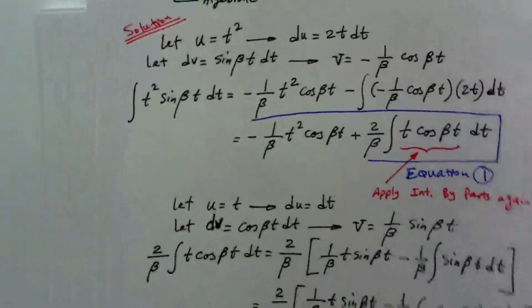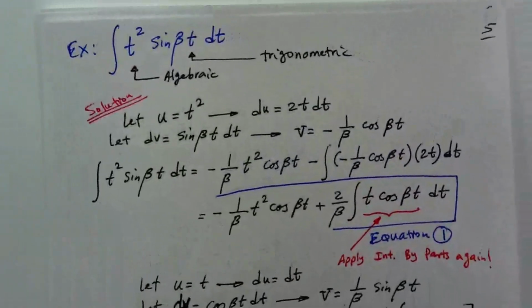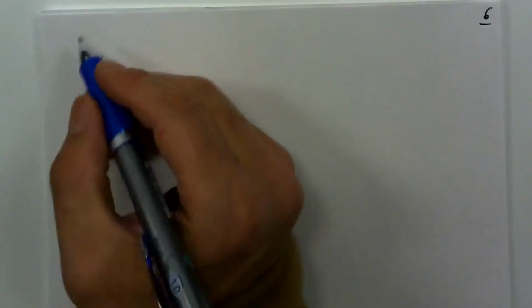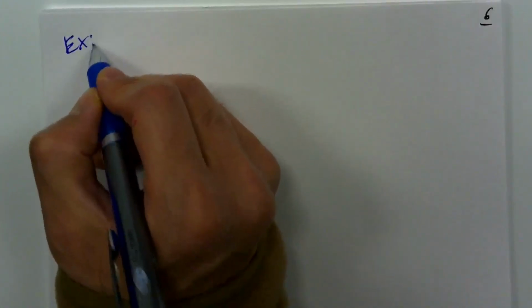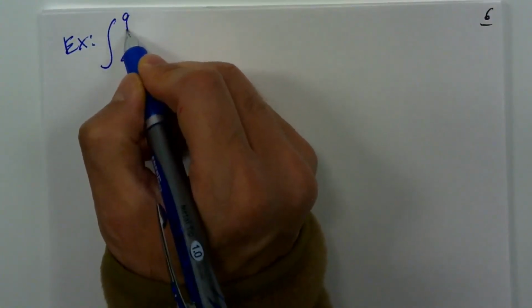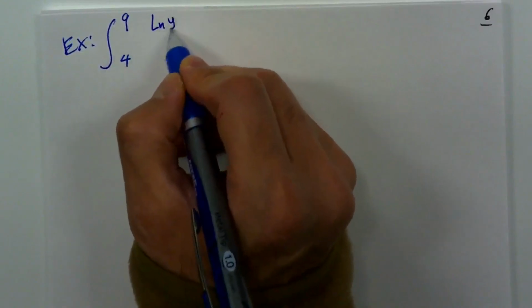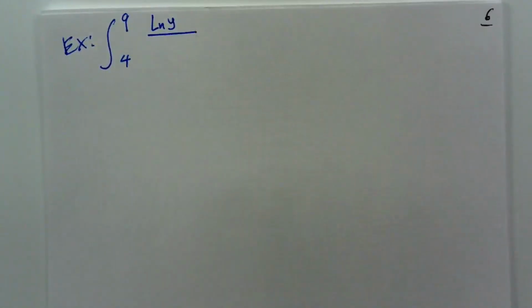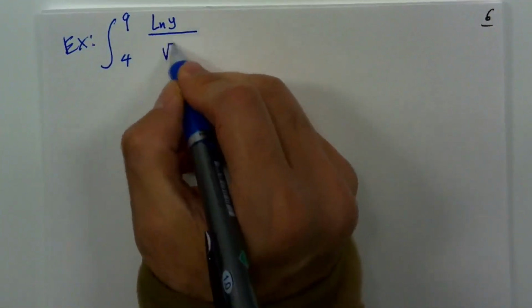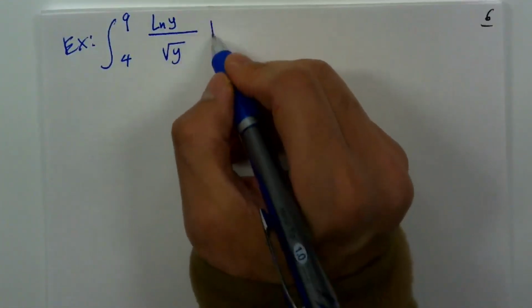Here, we're going to make the transition. Notice every example that we've done, it was with indefinite integrals so far, just like this one. We're going to transition to definite integrals. So we want to integrate from 4 to 9 of natural log of y over square root of y dy.